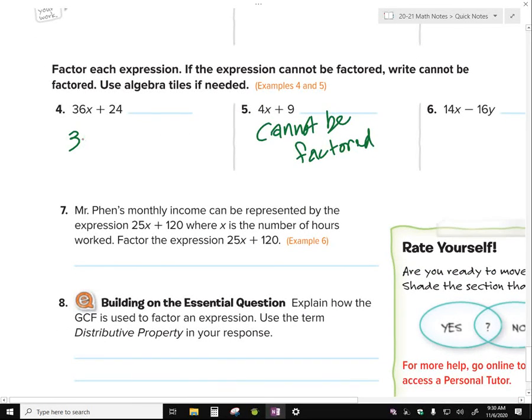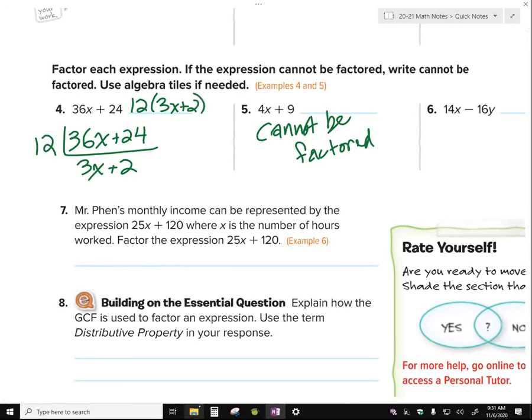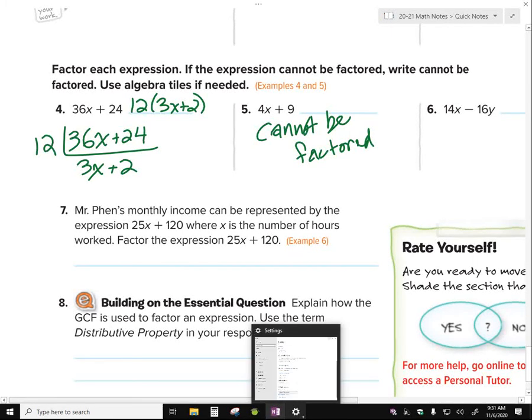36x plus 24. Okay, you see 12? Yeah, that's going to be the highest number that you can do. 12, that's going to be a 3x plus 2. So I had 12 times 3x plus 2. Because there's no factors that I can take out of 3x. Or 3x and 2 don't have any common factors. This is the greatest common factor of these ones. Right there, 12.